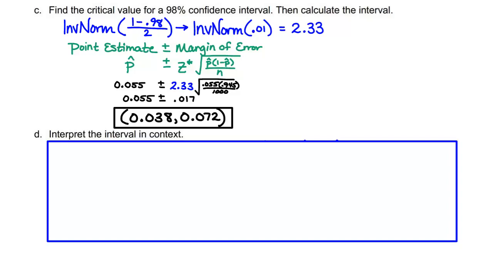You got some numbers, great, math person. What do those numbers mean? So what does it mean to say we have a confidence interval of 0.038 to 0.072?